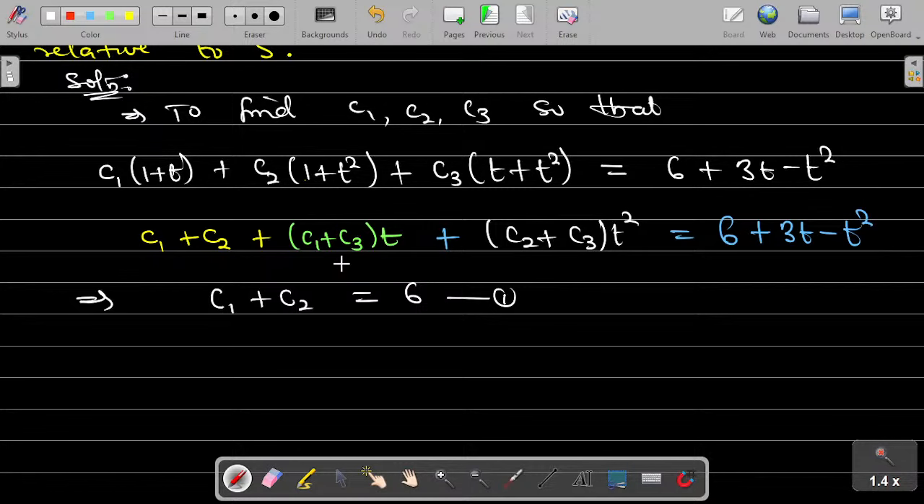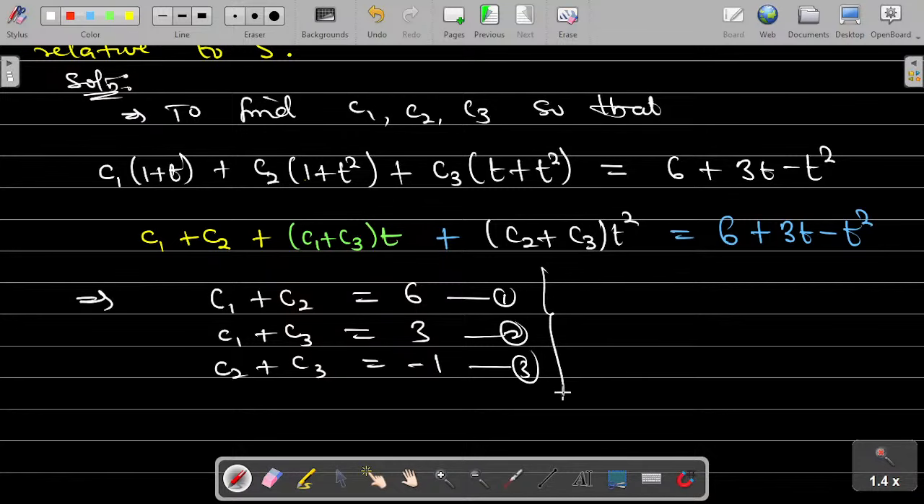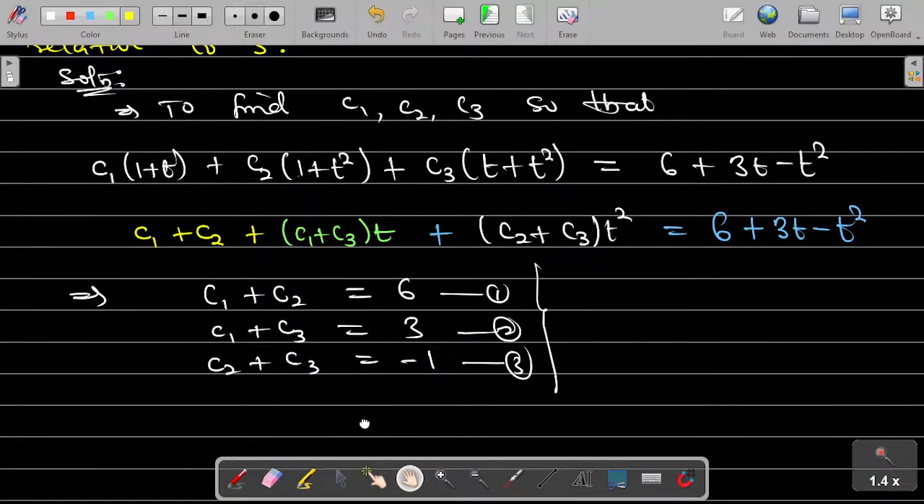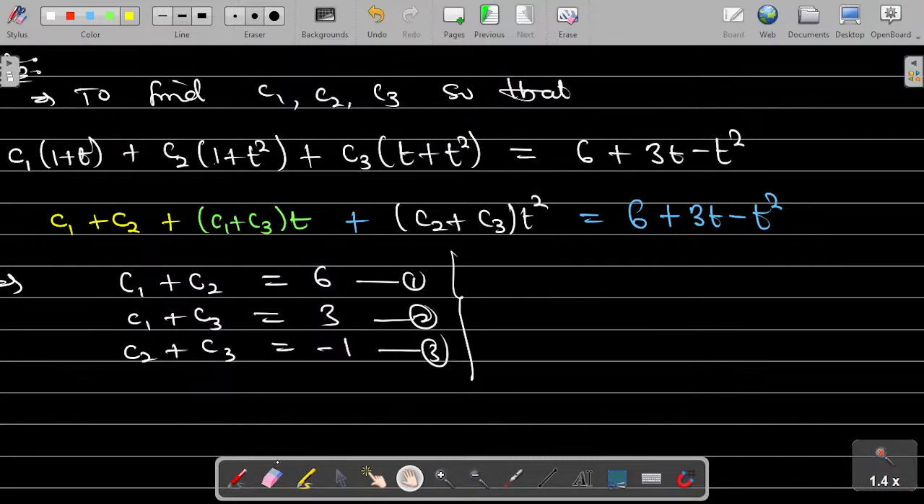Look at it here, c1 plus c3 should be equal to the coefficient of t on the right side, which is 3, equation 2. And then also c2 plus c3 should be equal to the coefficient of t squared, which is minus 1. Call this one equation 3. Okay, so we now try to solve these 3 equations to get our c1, c2, c3, and that's all.